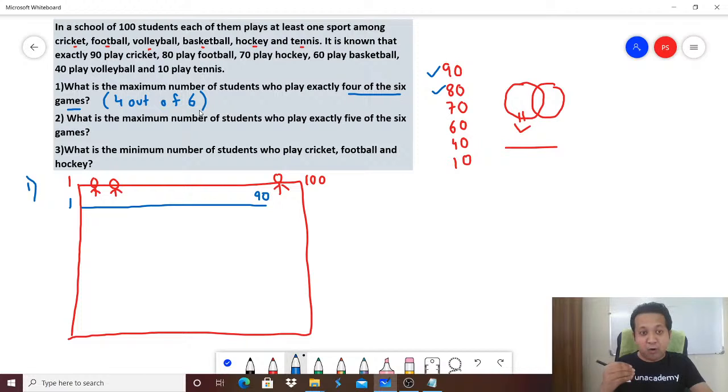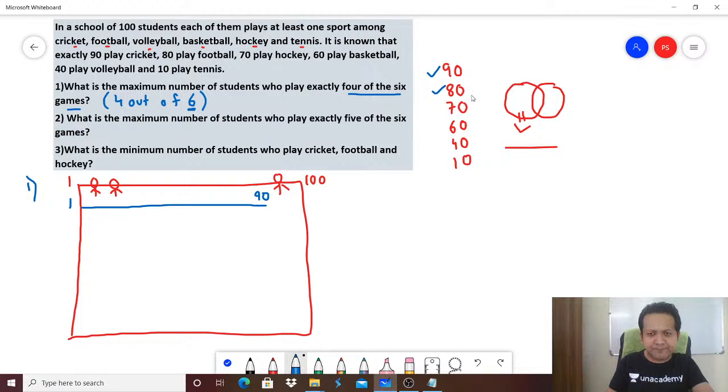exactly 4 lines overlap. You draw the lines in such a way that exactly 4 lines overlap. How many lines do you need to draw? You need to draw a total of 6 lines in such a way that 4 lines will overlap.